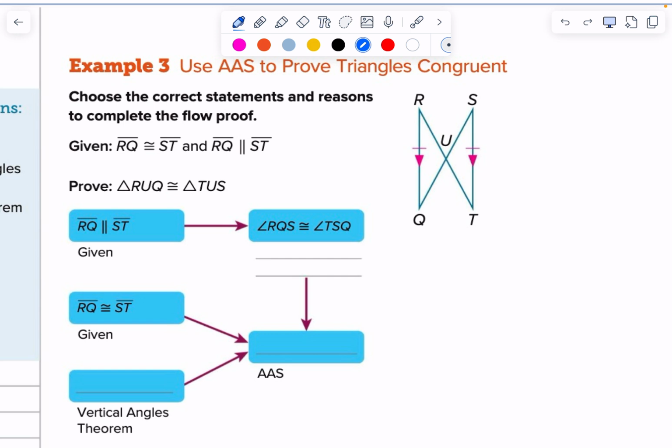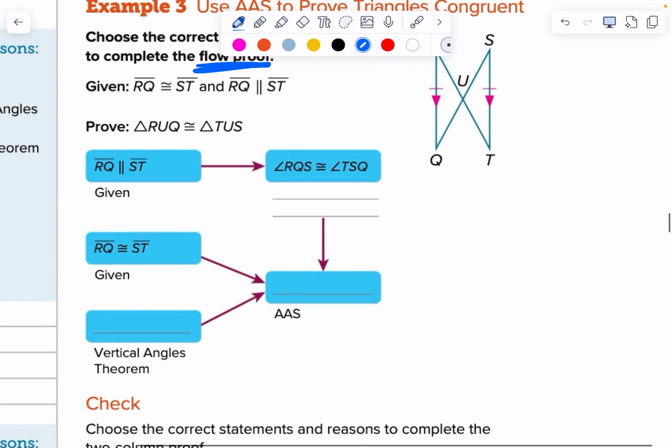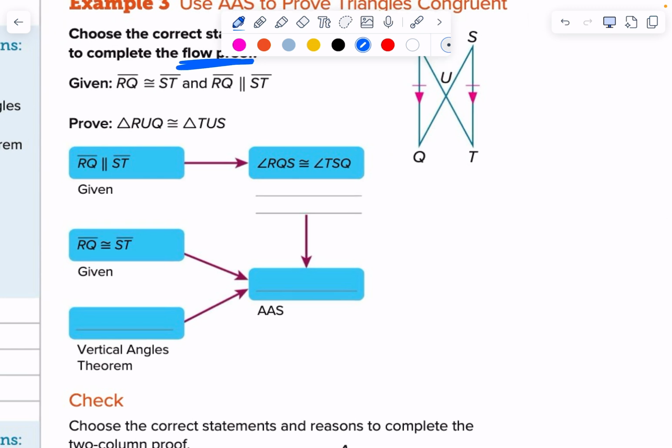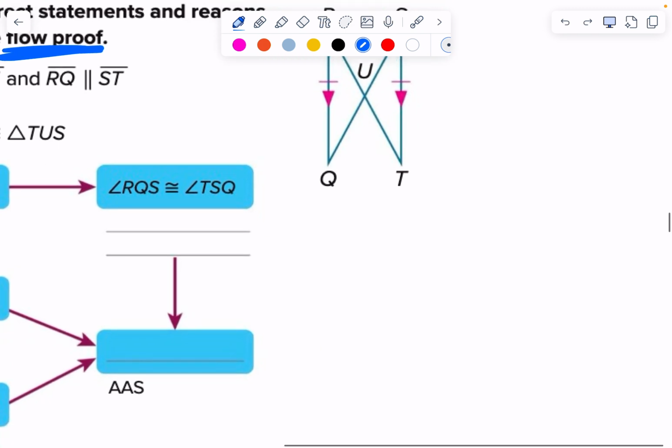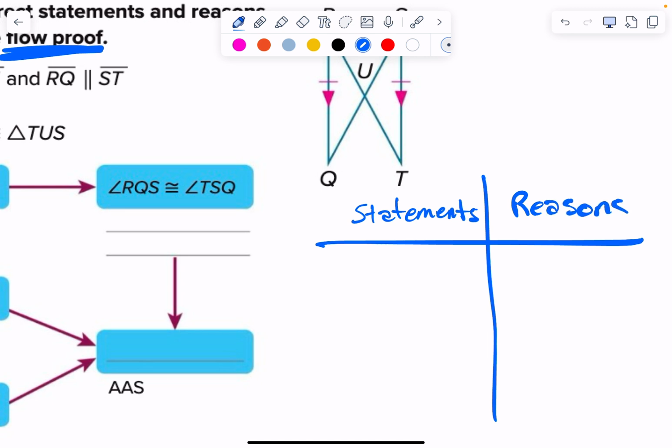All right. Example 3. They asked for a flow proof. This is what a flow proof looks like. I don't like flow proofs. I want to do a 2-column proof because they're more formal and more organized than a flow proof. So here we go. When we're doing a proof, what do you title the tops? Statements and reasons. S and R, statements and reasons. Okay, write this down on example 3. Statements, reasons. All right, here we go.